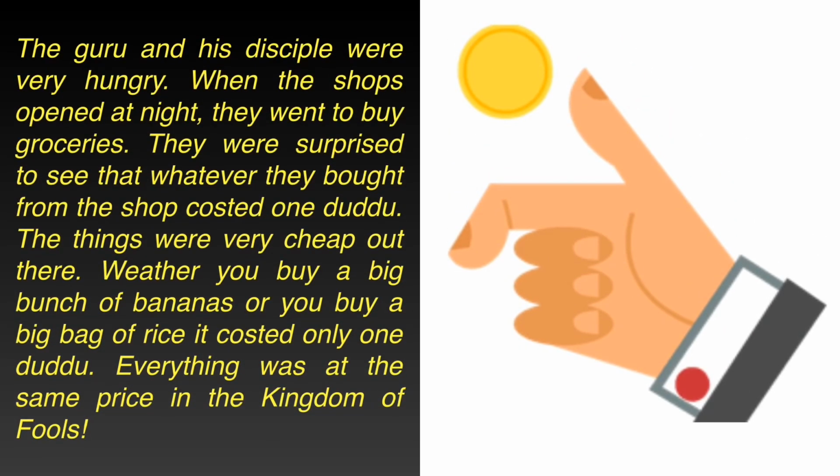The Guru and his disciple were very hungry. When the shops opened at night, they went to buy groceries. They were surprised to see that whatever they bought from the shop cost 1 dudu. The things were very cheap out there. Whether you buy a big bunch of bananas or you buy a big bag of rice, it cost only 1 dudu. Everything was at the same price in the kingdom of fools.